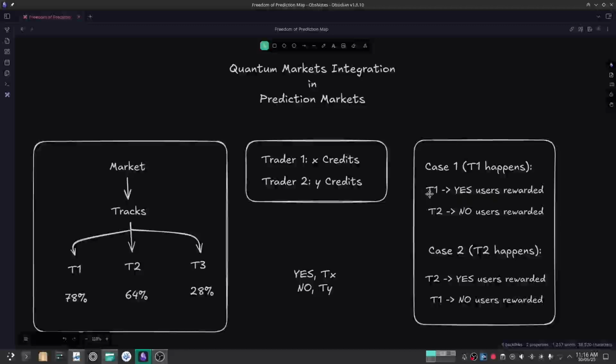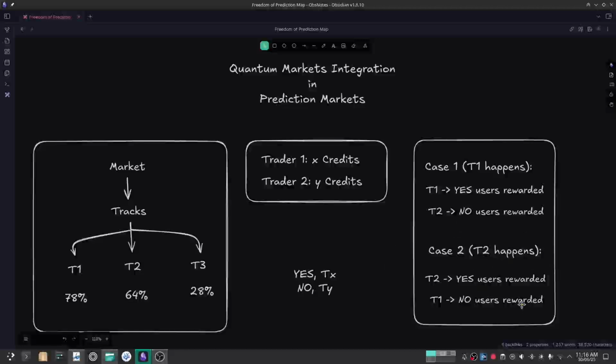Let's say track 1 wins. The yes users of track 1 obviously get awarded. Now let's talk about how no users are rewarded. No users are rewarded on the basis of the second highest probability or the first highest probability of the event. In this case, it is the second highest probability because T2's no users are getting rewarded.